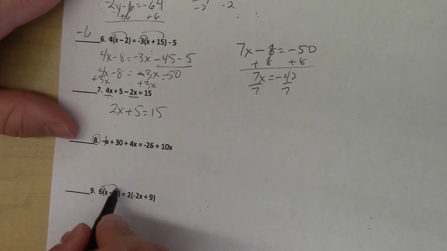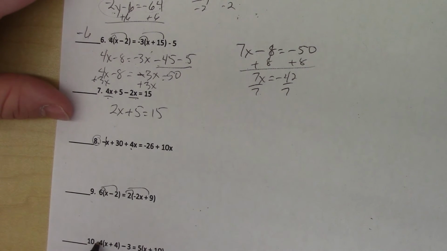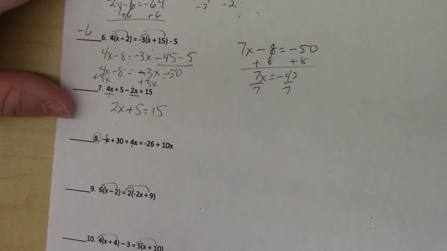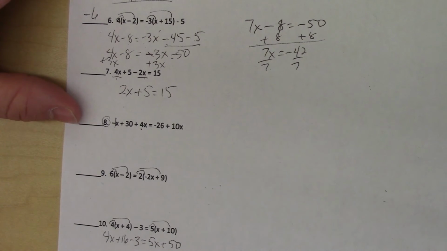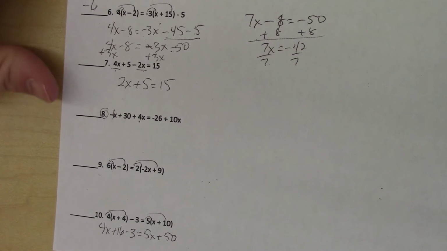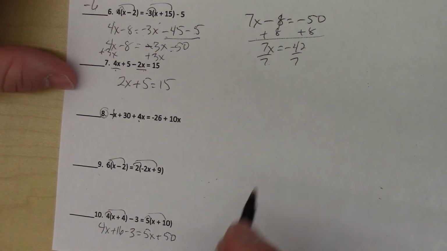This is just distribute. And this one is a lot like this one once you distribute. In fact, I might even get you started here. This is 4x plus 16 minus 3 equals 5x plus 50, because I would just distribute. Okay? What I'd like you to do is press pause and try and finish 7, 8, 9, and 10, and then come back and check and see how you're doing.